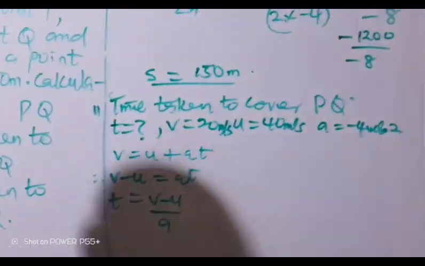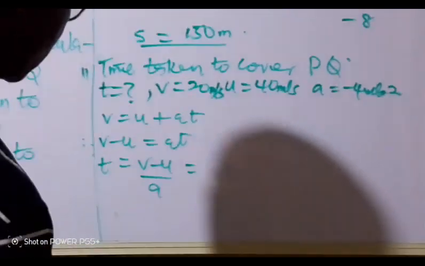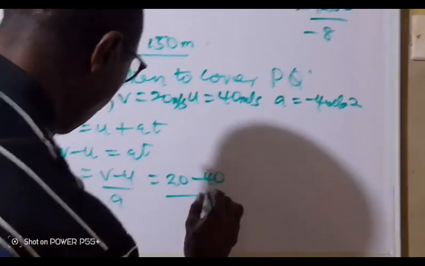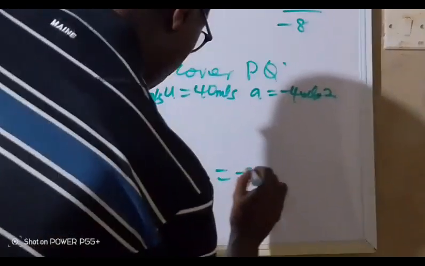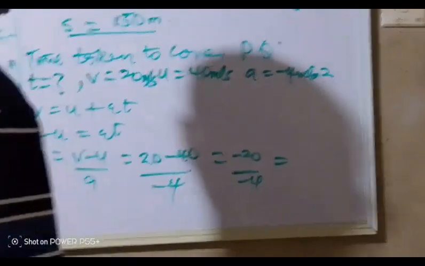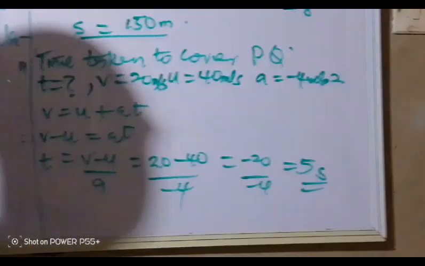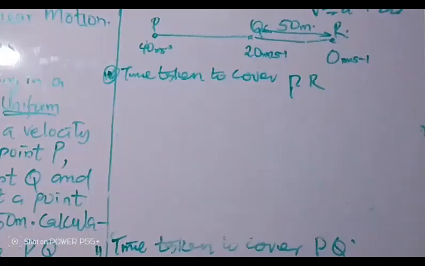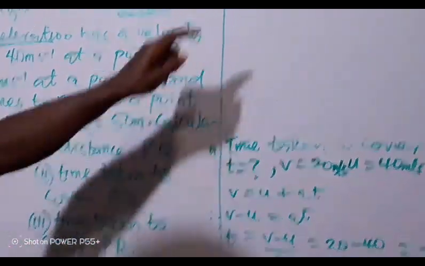So from there now, what is our V? 20. Our U? 40. Our A? Minus 4. So from there, this one will now give us minus 20 over minus 4. The answer will give us 5 seconds. That is time taken to cover PQ. Now the last question under here is time taken to cover PR.